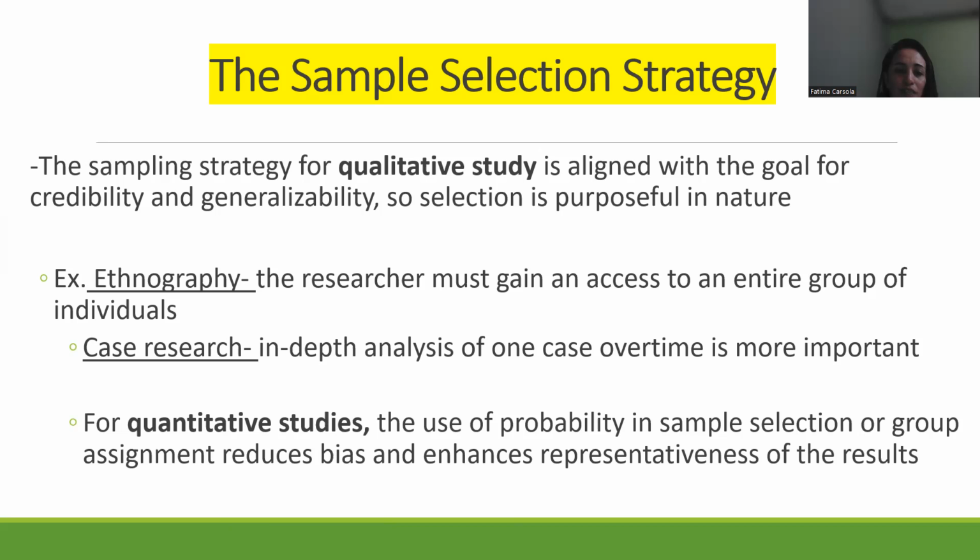For quantitative studies, the use of probability in sample selection or group assignment reduces bias and enhances representativeness of the results. In addition, subjects are recruited and selected for the study based on criteria that are carefully considered to represent the population under study while minimizing the effects of extraneous variables. In quantitative studies, the criteria are applied objectively, and all subjects who meet the criteria are generally invited to participate.